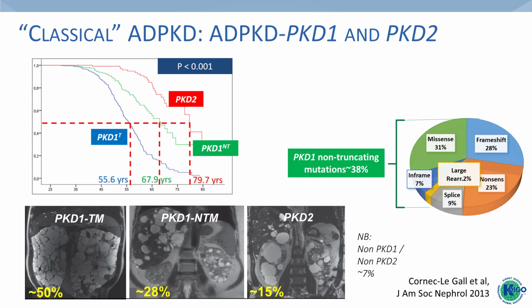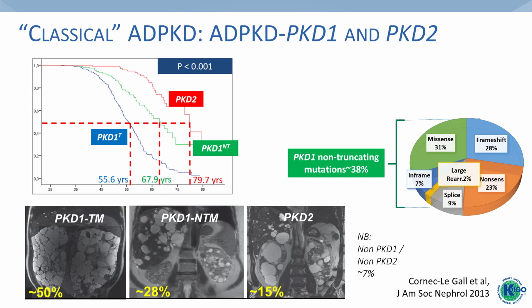ADPKD is highly variable in terms of renal disease severity, and genetics strongly influences age at end-stage kidney disease in patients with classical forms of ADPKD. So classical form refers to ADPKD caused by variants in PKD1 and PKD2. Three large genetic categories of patients with PKD1 or PKD2 pathogenic variants have been defined. Patients with PKD1 truncating variant, here in blue, have the more severe prognosis and reach end-stage kidney disease at the median age of 55 years.